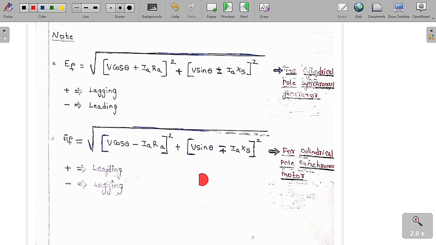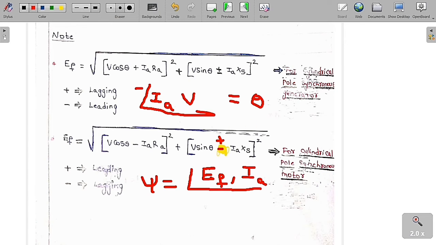So this is the equation that you are going to get. This is the equation for the cylindrical pole synchronous generator, and this is the equation for the cylindrical pole synchronous motor. So finally, for V just keep it as it is, we don't have to change anything here. And there it is plus by minus and minus by plus. So you are going to get minus for lagging and plus for leading.